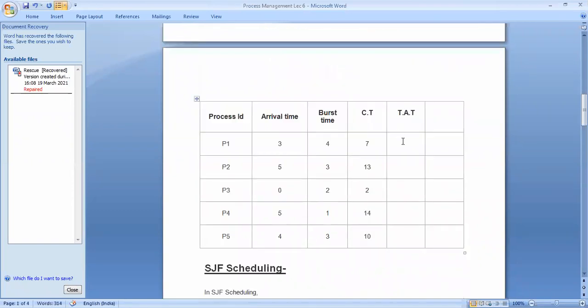So now, what is the first one? Very good. 7 minus 3, that is 4. Now next one, 13 minus 5, that means 8. Now 2 minus 0, 2. Next one, 14 minus 5, completion time, 9.